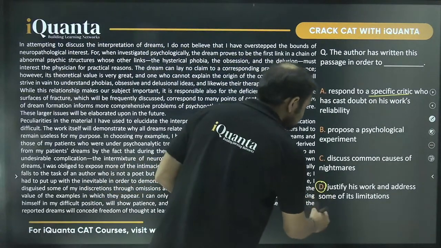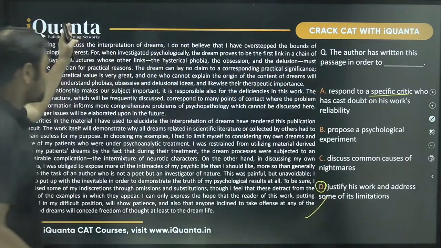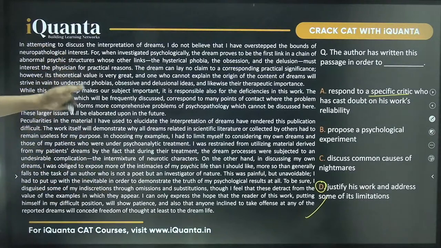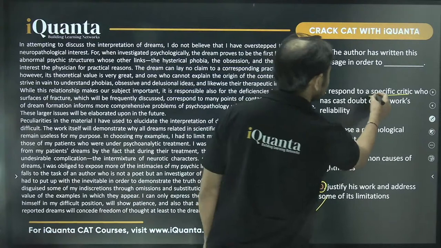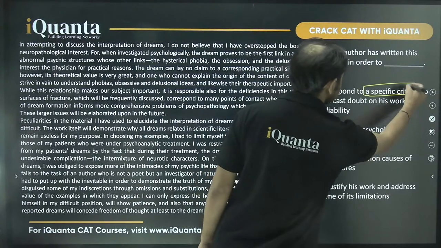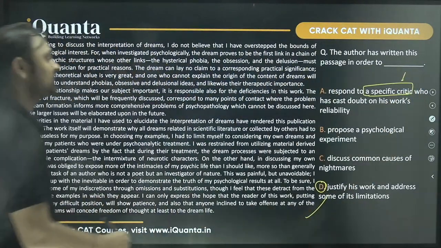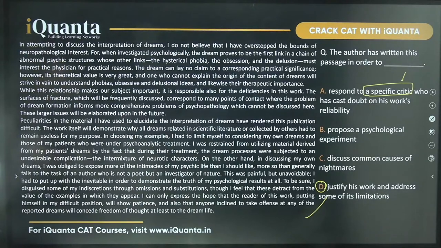So D is the answer, because when you have read this entire passage, the two paragraphs, you will not find any mention of a specific critic. He is not answering to any specific critic. So he has conducted some experiment on, I think, a dream, and there were some flaws in his work, so he is trying to justify his work and address some of the limitations of his work.